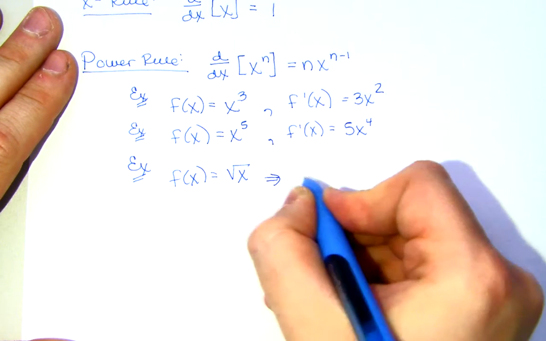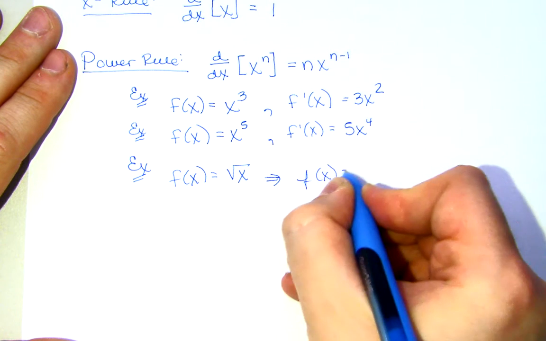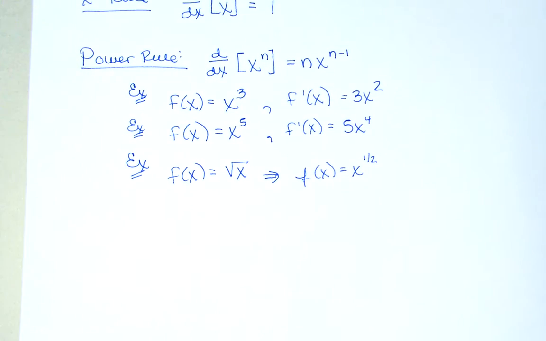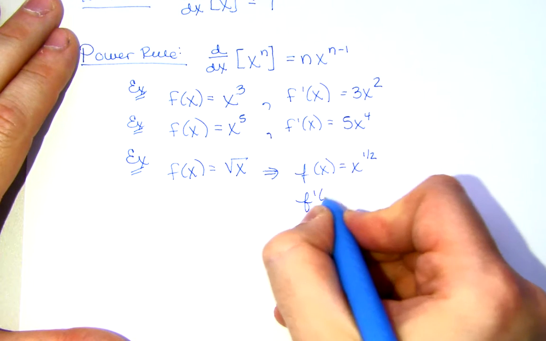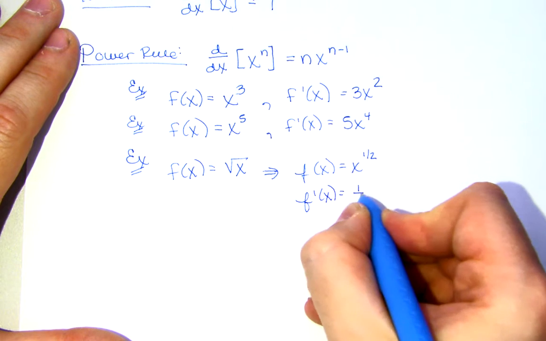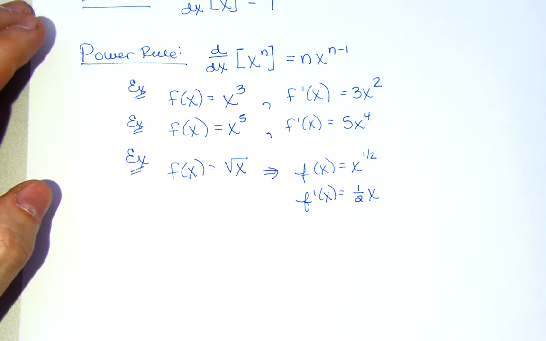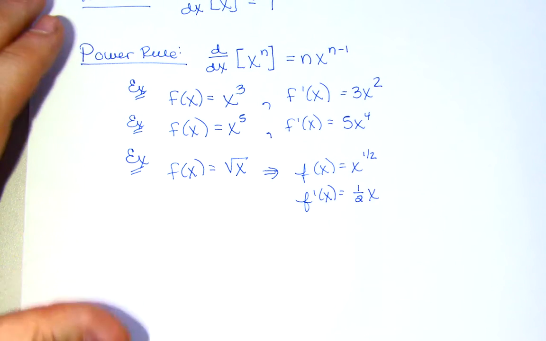I'm going to rewrite this problem as f of x equals x to the 1/2. Because now it's in a form where I can go and use this power rule. Power rule says I'm going to move my power out front, 1/2 times x to the, what happens when you subtract 1 from a half? Negative 1/2.